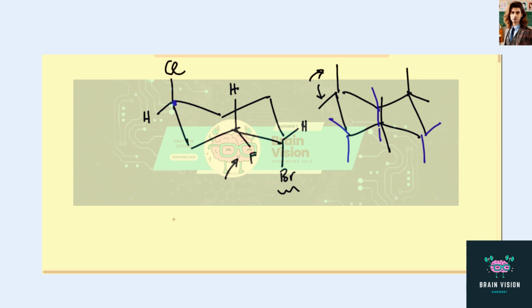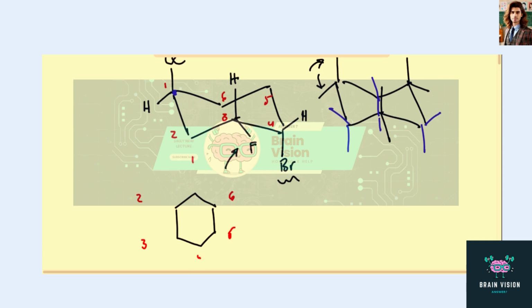I'm going to draw cyclohexane. I could designate any of these as carbon 1. I'm just going to start here and start numbering 1, 2, 3, 4, 5, 6. Then I know at carbon 1, we've got a wedge to chlorine.